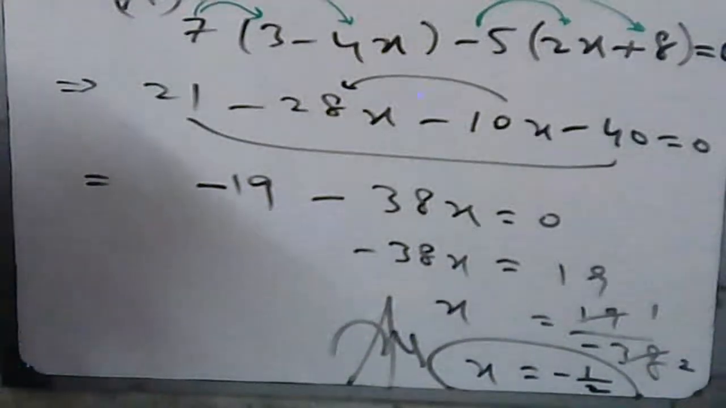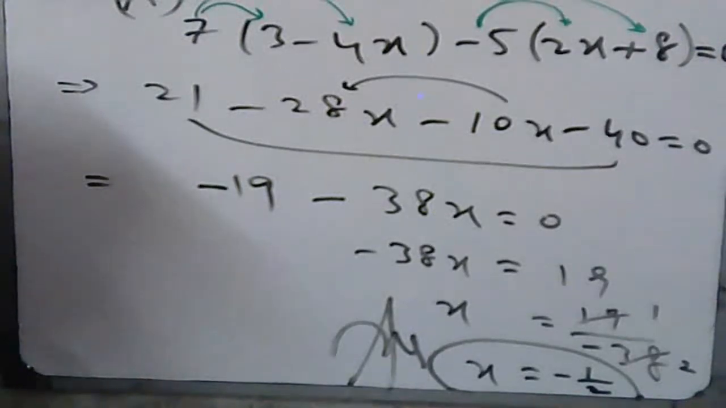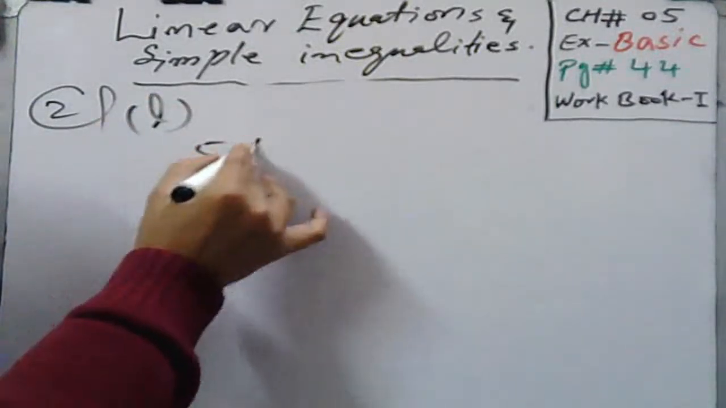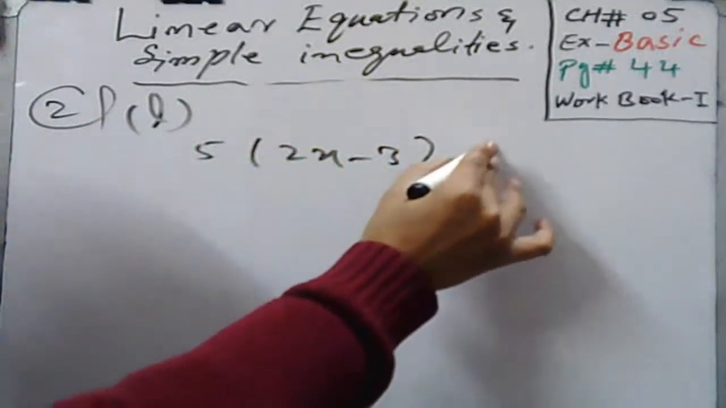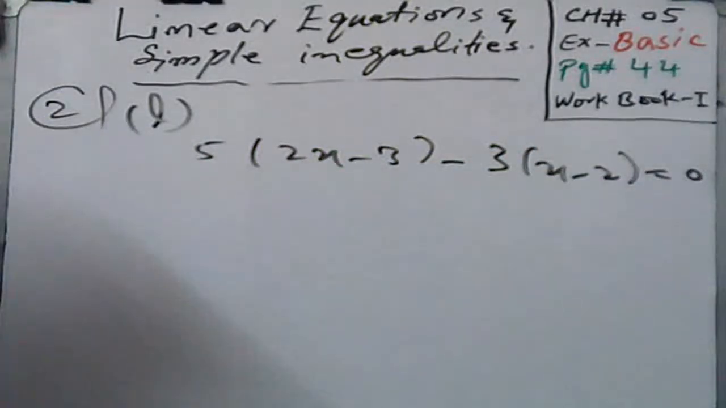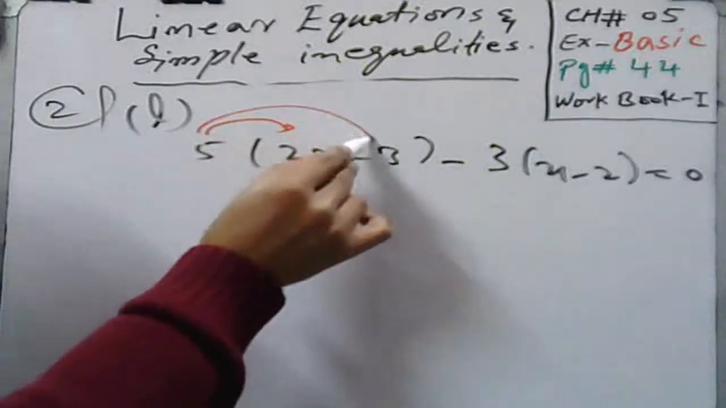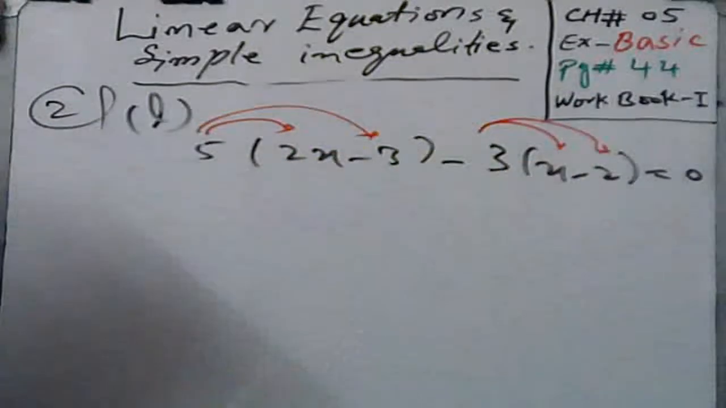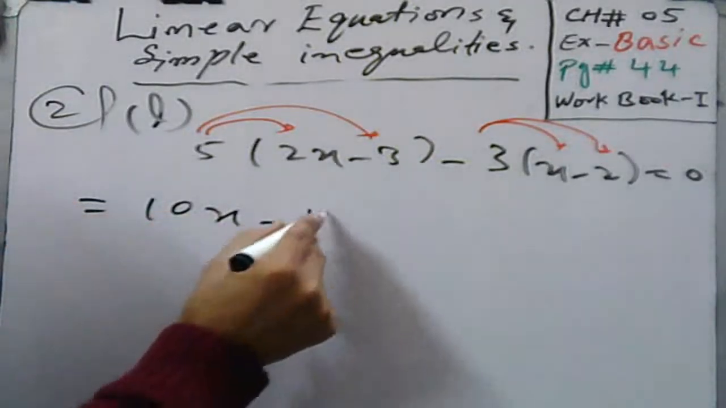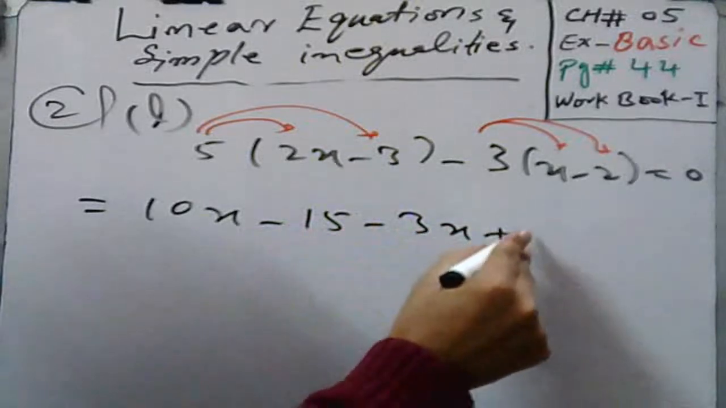Now in L part, after K you will get L part. 5 into 2x minus 3 into x minus 2 is equal to 0. So once again, by the same methodology, this one multiplies with this one, and bracket should be removed here like this. So you will get 5 2s are 10x, minus 15, minus 3x plus 6 is equal to 0.